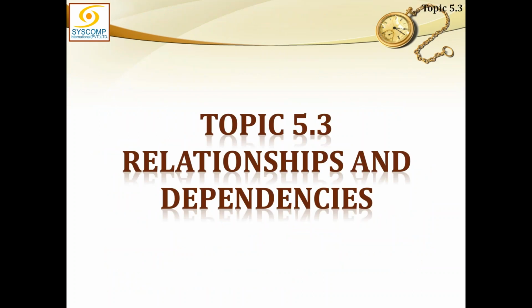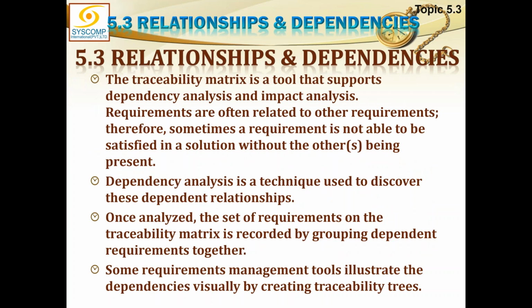Then there are the relationships and dependencies. The traceability matrix is a tool that supports dependency analysis. What is dependent on what? So it's a thread. It is able to trace things backward and forward. So what is dependent on what? A dependency analysis has to be done, as well as the impact analysis.